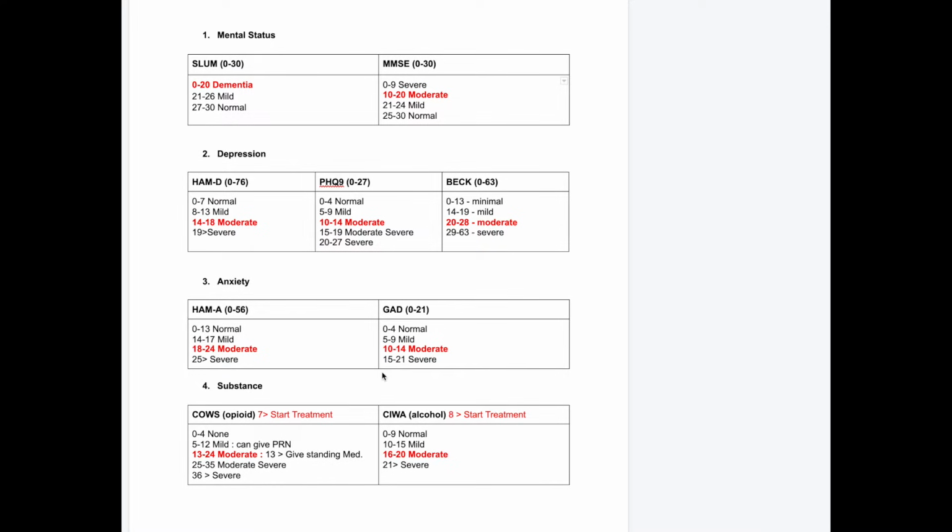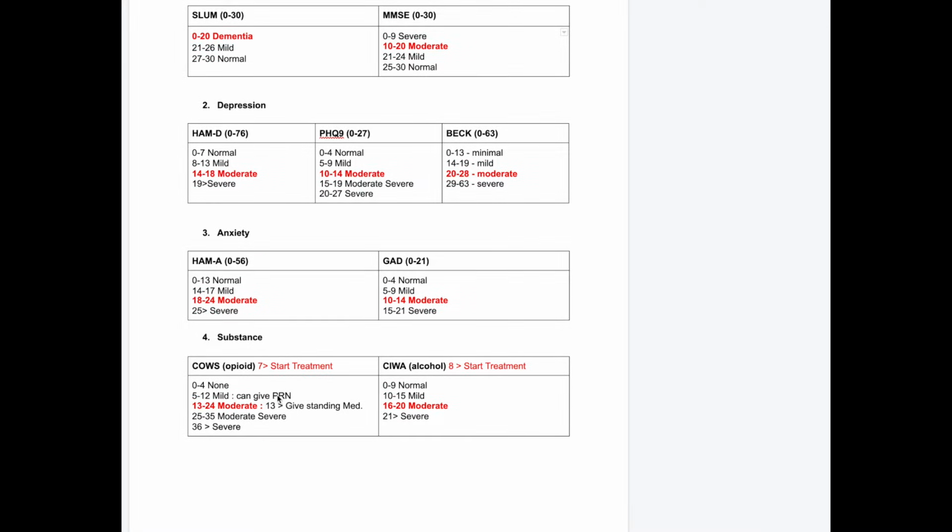The fourth category that I have is substance. So for substance, you have 2 scales. You can use COWS, which is used for opioid withdrawal, and for alcohol, you would use CIWA. So COWS is opioid, and CIWA is alcohol. So in this category, let's do COWS. COWS is used for opioid. Anything greater than 7, you want to start treatment. Okay, remember that. Anything greater than 7, you want to start treatment.